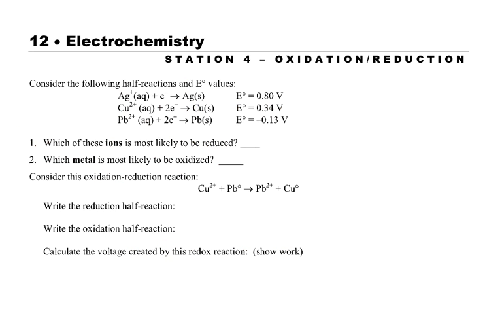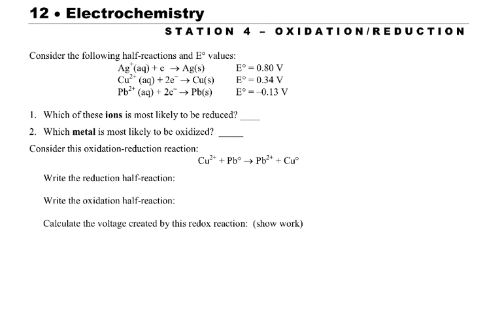Okay, station 4, oxidation and reduction. Which of these ions is most likely to get reduced? Okay, so these are written in order, so that's good. And so which is most likely? Well, the highest one up is the most likely to get reduced, so it's the Ag+. So whoever's up here, that's the most likely to get reduced. Who's most likely to get oxidized? The bottom right. So for these three, the lead metal is the most likely to get oxidized.